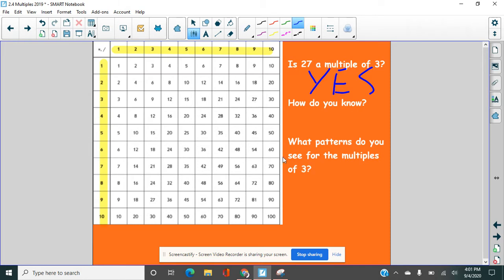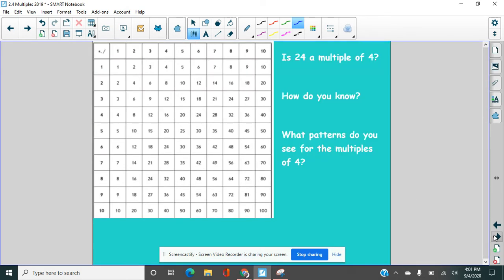Okay. Patterns. What patterns do we see? Let's see. 3, 6, 9, 12, 15. Well, I know they're adding 3, right? Or they're increasing one of the factors. 3 times 1 is 3. 3 times 2 is 6. 3 times 3 is 9, and so on. What else do we have? We have odd, even, odd, even, odd, even, and so on, right? So we see patterns in the multiples on this chart.